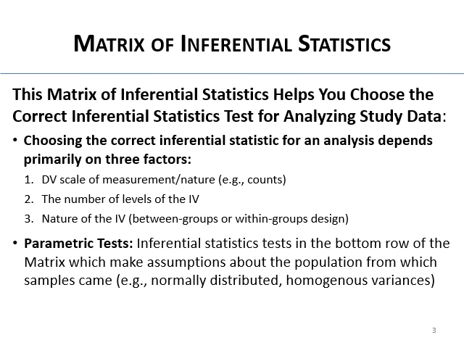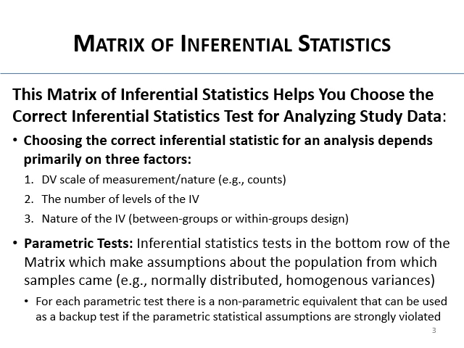So again, parametric tests are inferential statistics tests that are in that bottom row of the matrix. And these tests are special because they make assumptions about the populations from which the samples are drawn. Usually things like they're normally distributed, or you've got variances that are homogeneous, similar across the groups, things like that. Those are parameters of the population from which they're drawn. That's what they call parametric tests, in case anyone cares.